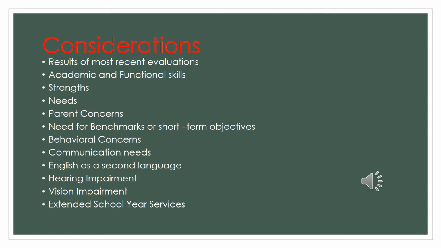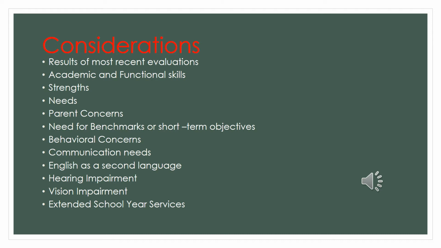The parent concerns. It's very, very important that before an IEP meeting, you actually send a letter or a form to the parents to get their input about any concerns that they may have. If you're not able to get this prior to the meeting, it's very important that you collect that information at the meeting. You also must consider whether there is a need for benchmarks or short-term objectives. If there's not, you simply state the team considered this and has determined that it's not necessary for the student.